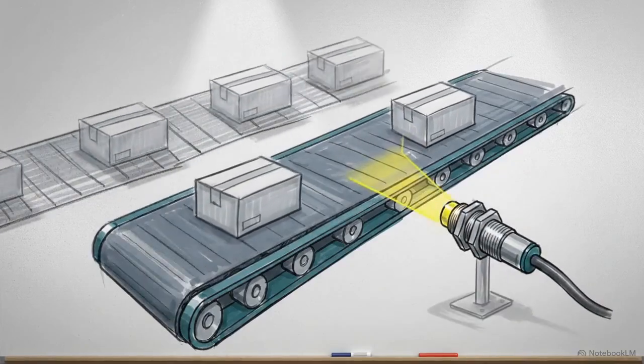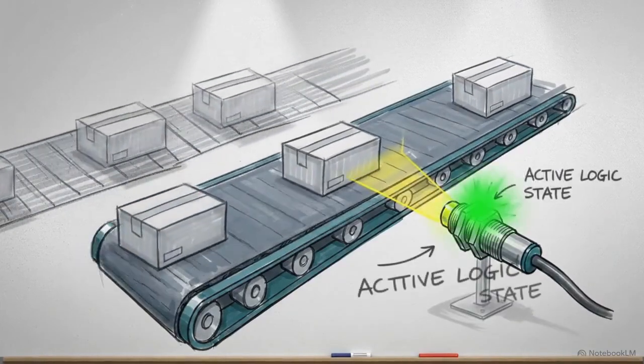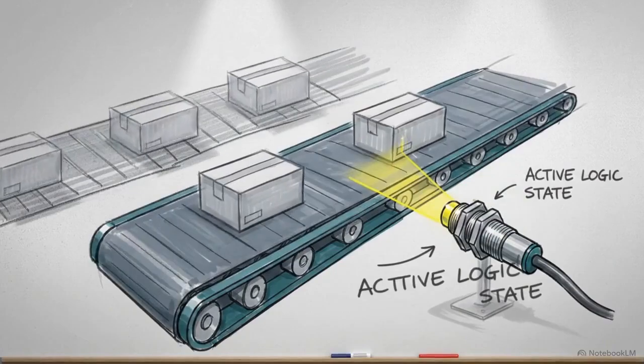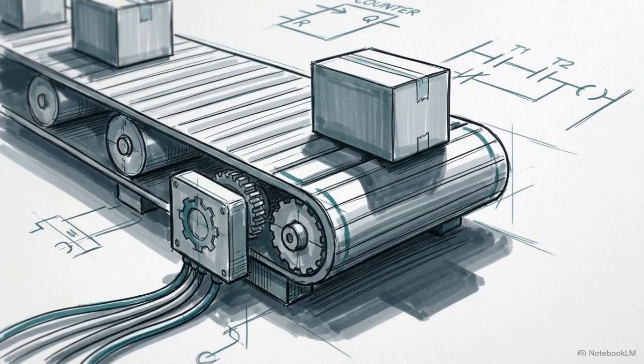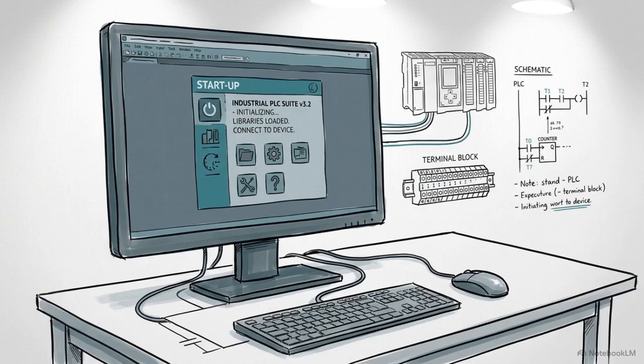Look at this conveyor belt. If you want to automatically count a precise number of identical packages moving past a proximity sensor and then stop the belt the exact moment you hit your target, you have a classic automation challenge. To solve it, we are going to program a complete logic sequence in Siemens TIA Portal.